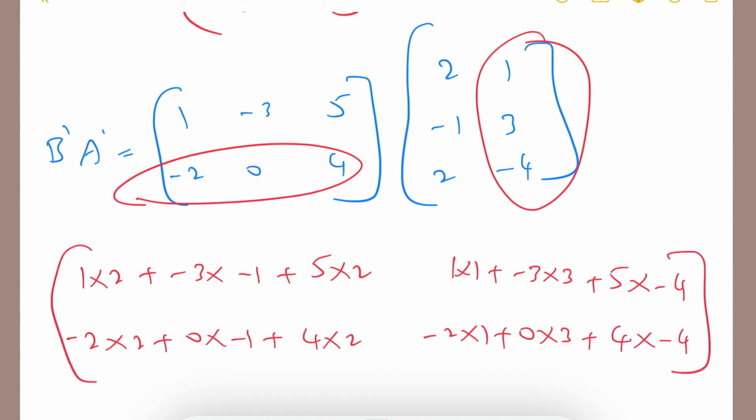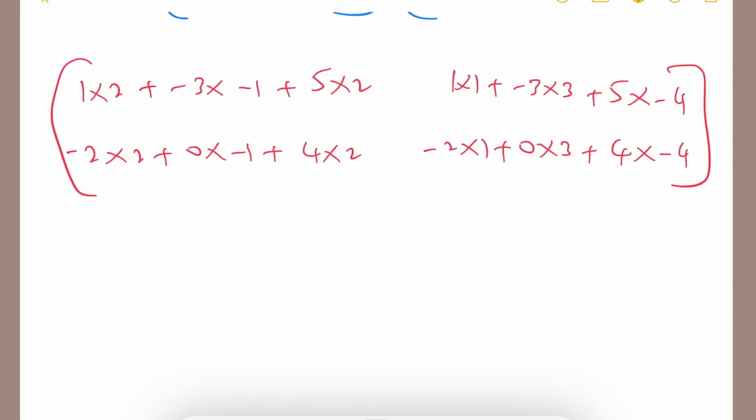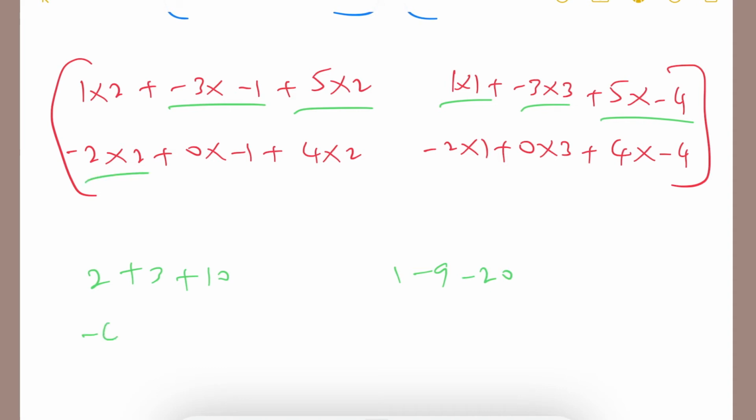Okay, now if we simplify this, 1 into 2, 2, -3 into -1, plus 3, 5 2s are 10, 1 into 1, 1, -3 into 3, -9, 5 into -4, -20, -2 into 2, -4, 0 into anything 0, 4 2s are 8. Next, -2 into 1, -2, 0 into 3, 0, 4 into -4, -16.